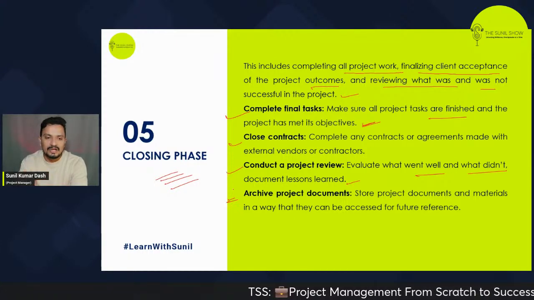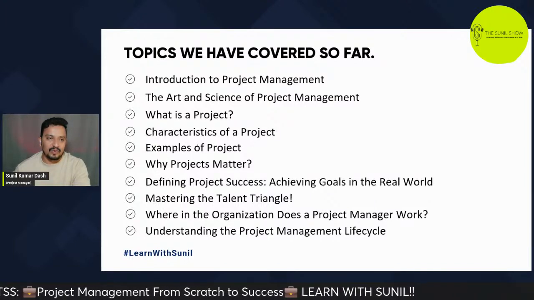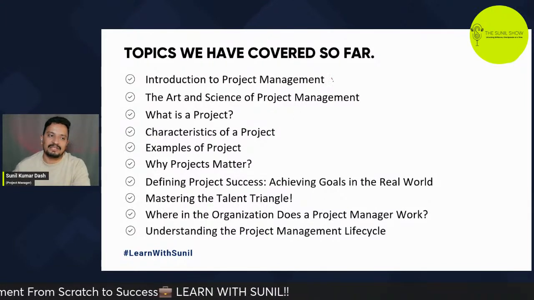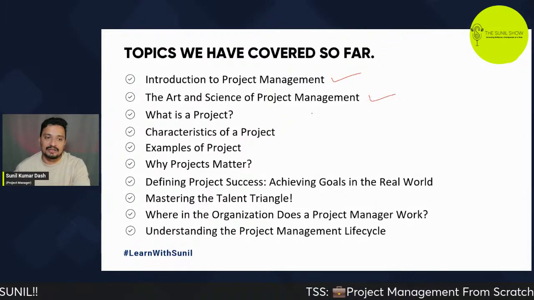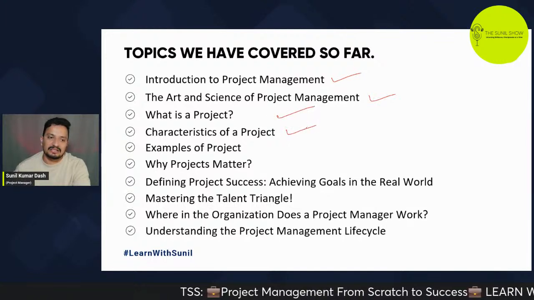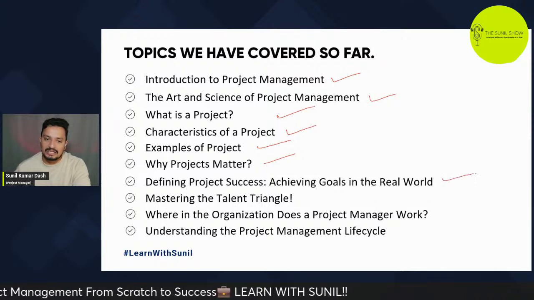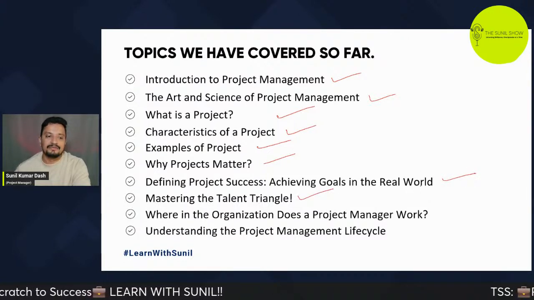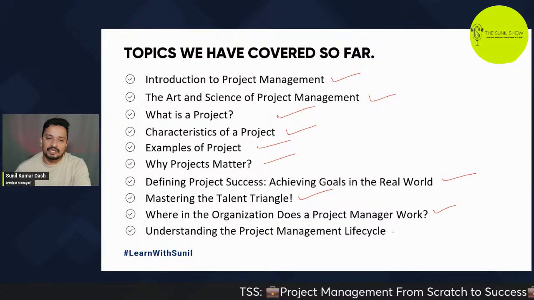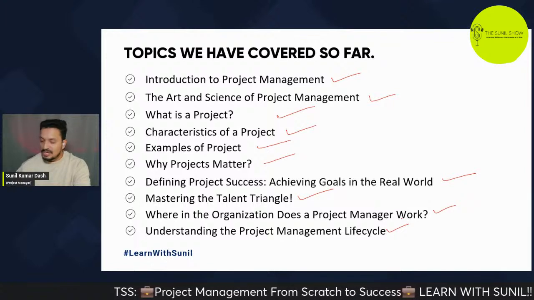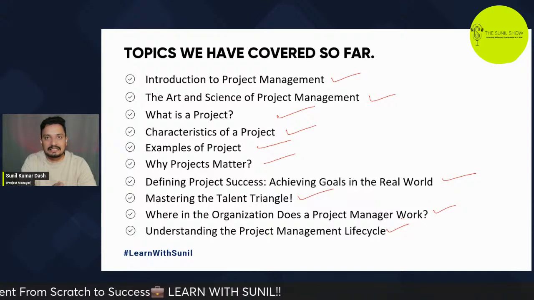Hope we are able to discuss the things, and let's quickly recap what we have discussed. We started with a small introduction to project management. Then we understood the art and science of project management. What is a project? Characteristics of a project, examples of a project, why projects matter, defining project success, achieving goals in the real world, mastering the talent triangle, where in the organization does a project manager work, and last, we discussed understanding the project management life cycle. So with this, our first introduction to project management from the scratch series is over.